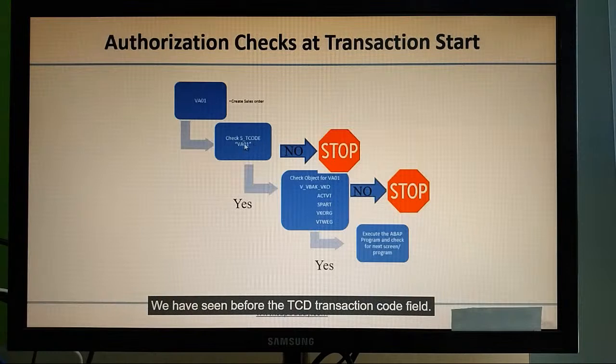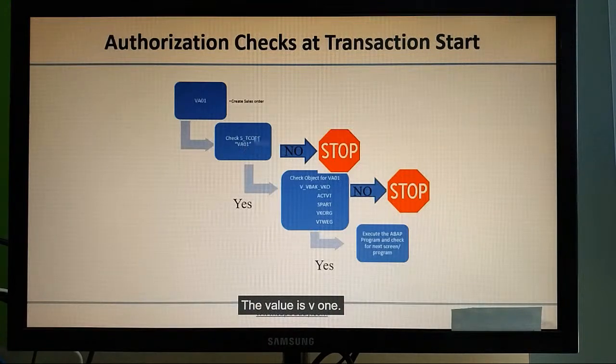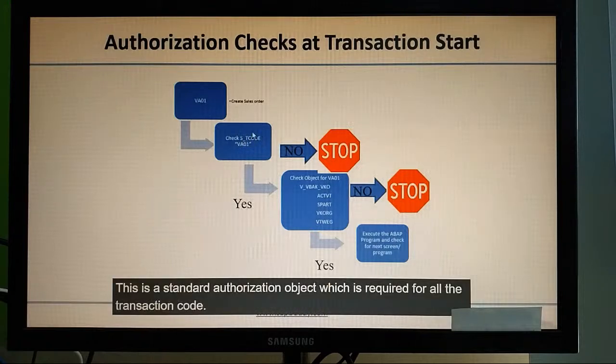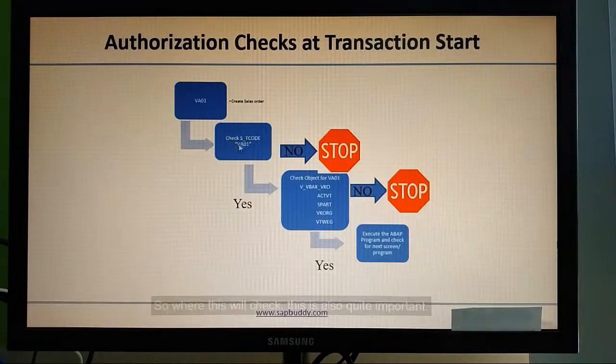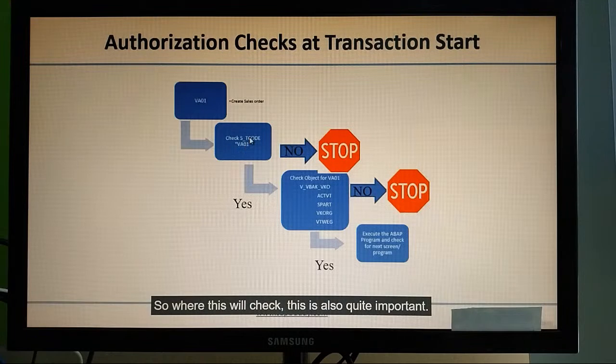We have seen it before. The TCD transaction code field, the value is VA01. It will check this. This is a standard authorization object which is required for all transaction codes. So where will this be checked? This is also quite important.